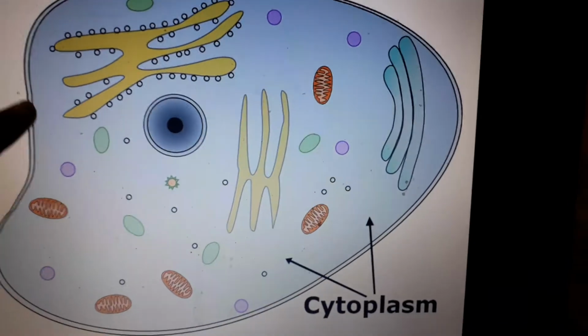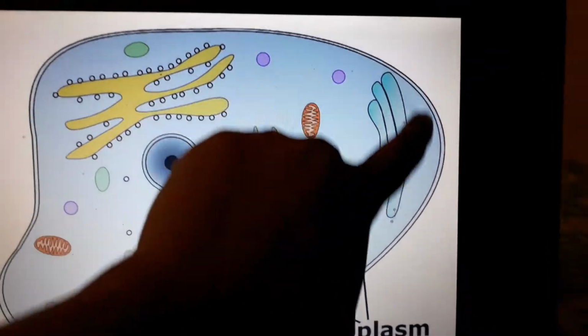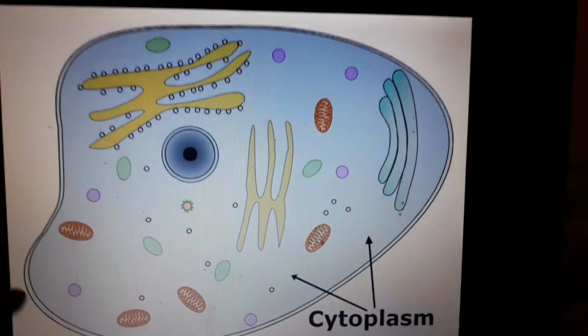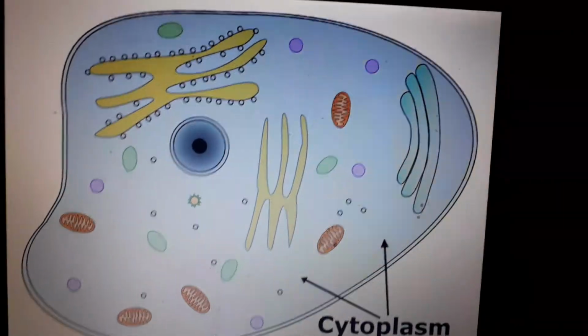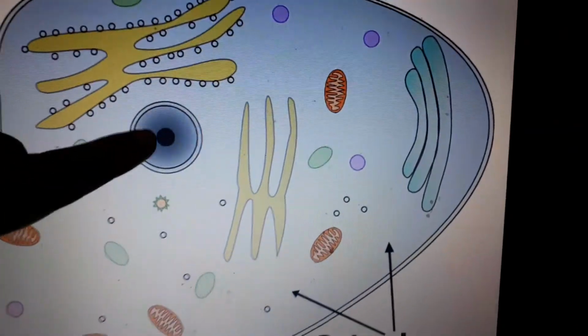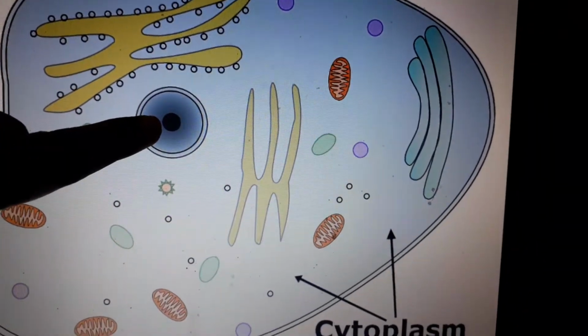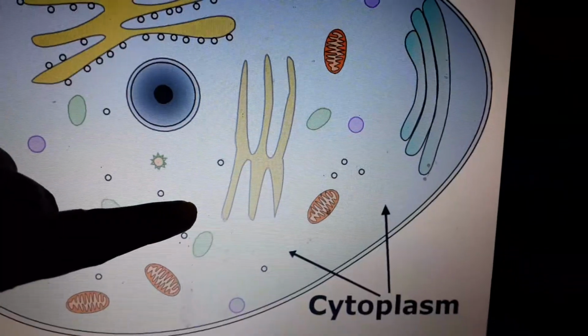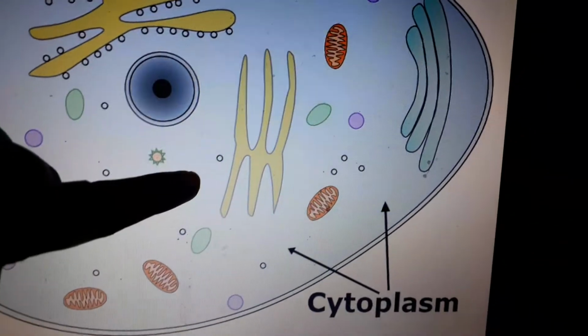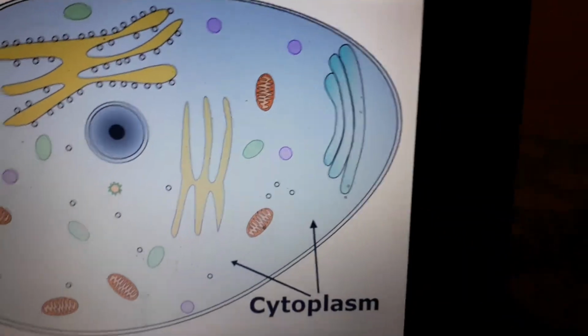The cytoplasm is always enclosed in a cell membrane or the plasma membrane. The fluid which is inside the nucleus is called the nucleoplasm, and the fluid which is outside the nucleus is called the cytoplasm.